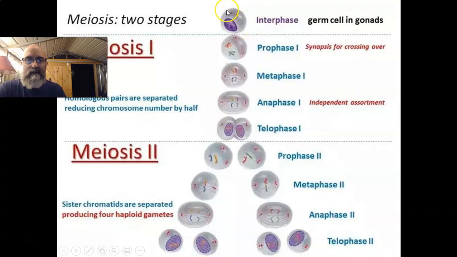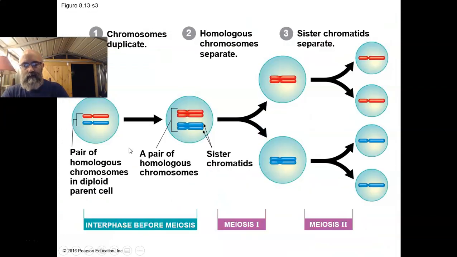Meiosis, what it does, starts with 1 cell, ends with 4 cells. Here's the top, here is the beginning, the bottom is the end. We start with diploid cells, we end up with haploid. And at the end of the day, what's going on here is we have 2 rounds of cell division. We have meiosis 1, we have meiosis 2.